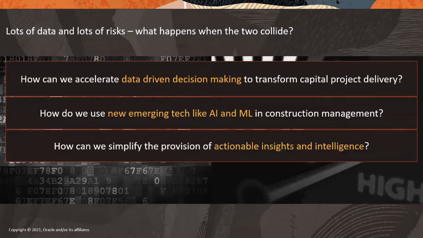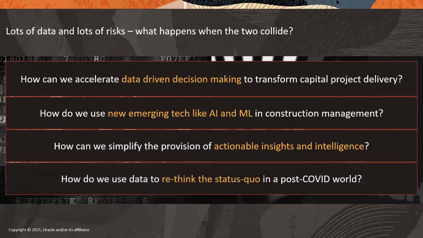How can we simplify the provision of actionable insights and intelligence? And again, portfolio and project reporting was something that was picked up right at the start in the polls. But how do we rethink the status quo in a post-COVID world? There's a lot of data, risks are increasing, things are getting fragmented, there's a lot of digitization and a lot of datafication, right? How do we bring it together?